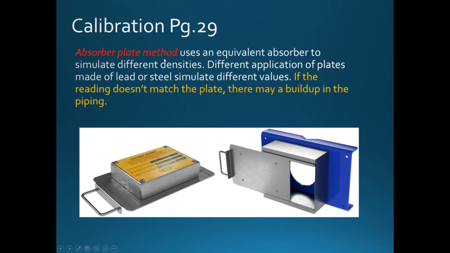So this is called the absorber plate method here, and it uses what's called an equivalent absorber to simulate different densities. We apply different plates made of lead or steel or different materials in order to simulate different values. If the reading doesn't match the plate, then that usually identifies that there's some type of a problem, such as a buildup in the pipe or something, especially if it's changed from previous readings, really indicative of something that has changed in the environment over time.